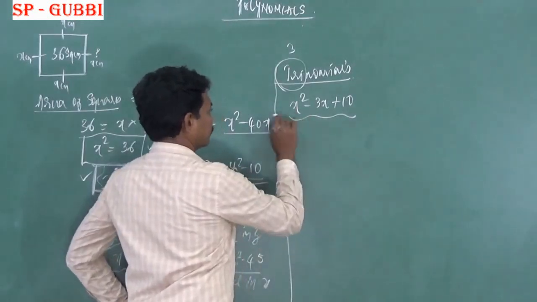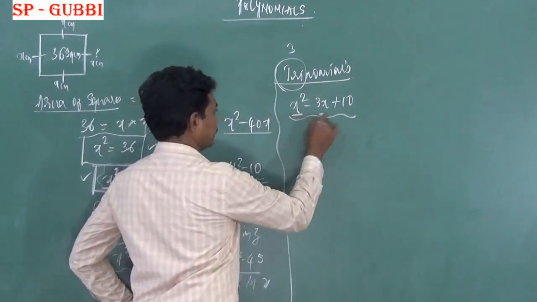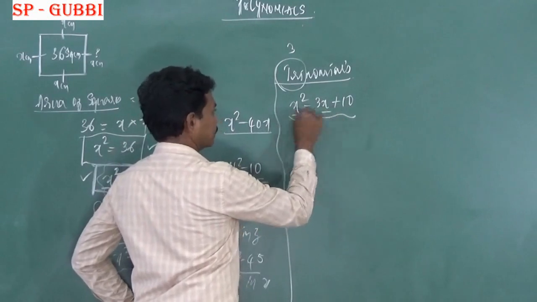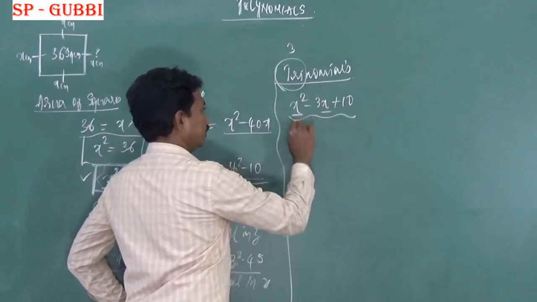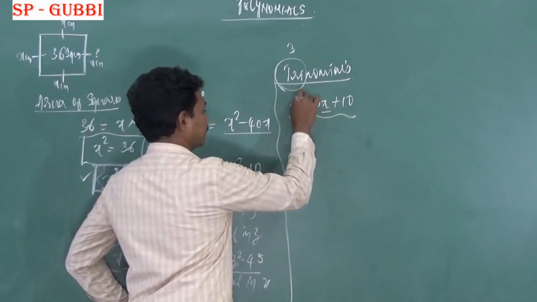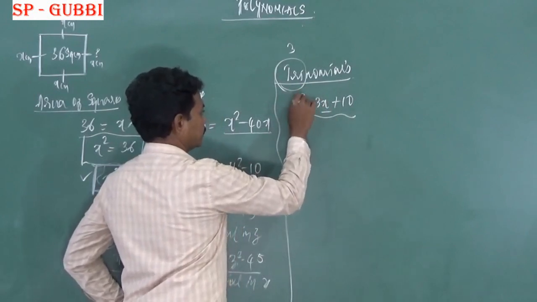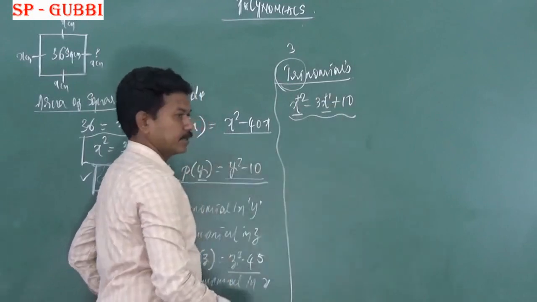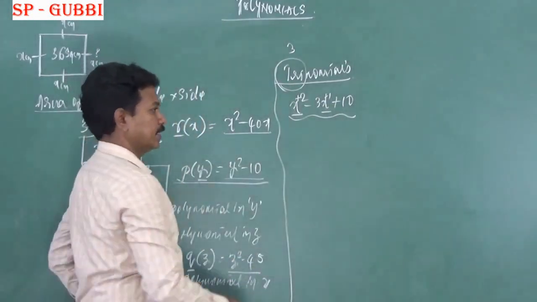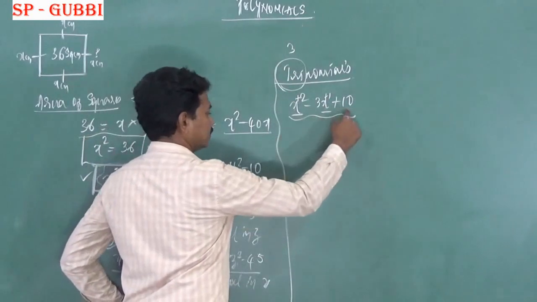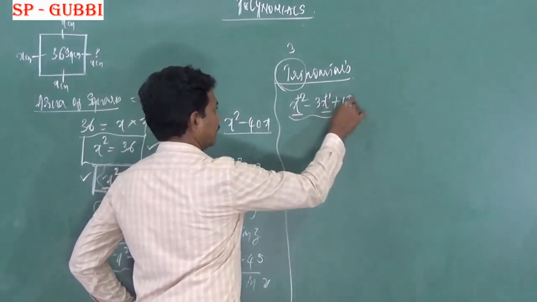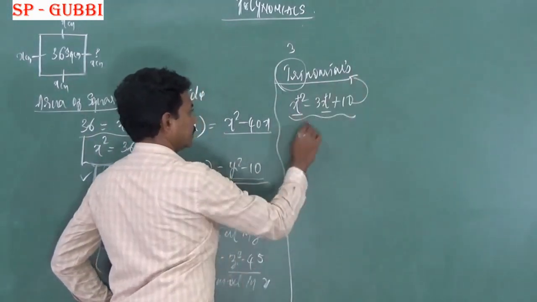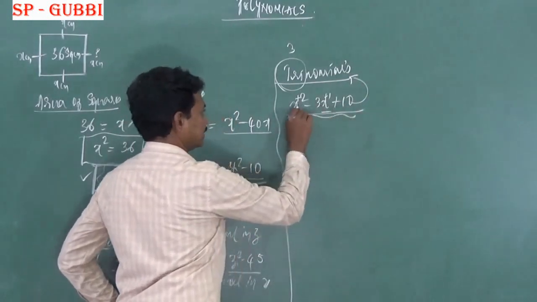Here I can call it a polynomial because x is the variable, and it appears at 2 places. Though it appears at 2 places, the exponent of x is 2 here and the exponent of this x is 1 here. Therefore it's a polynomial. As this polynomial has 3 terms inside it, it is called a trinomial. So here the variable involved in this polynomial is x.